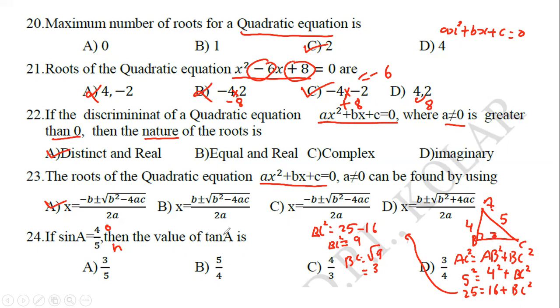Here tan A means opposite by adjacent. Opposite value is 4 by 3. So which option is right? 4 by 3. This one is 3, not 5. So which option is right? Option C is correct. Next sum.